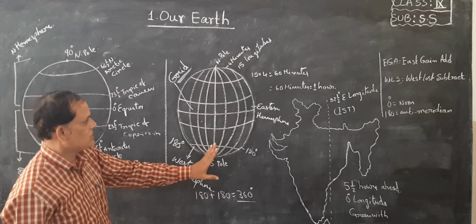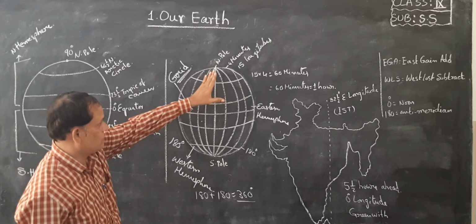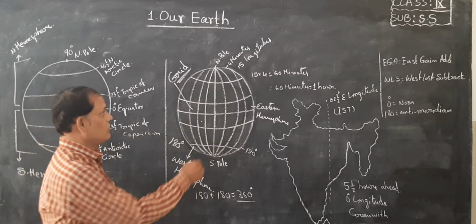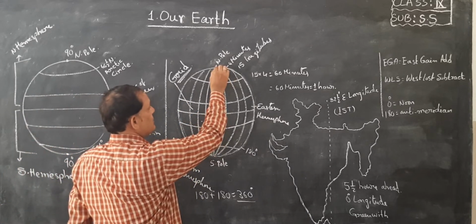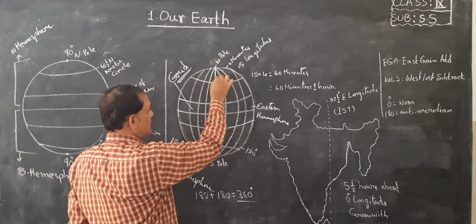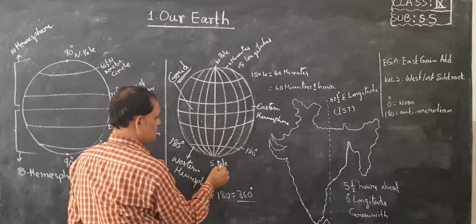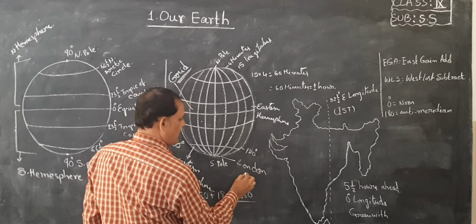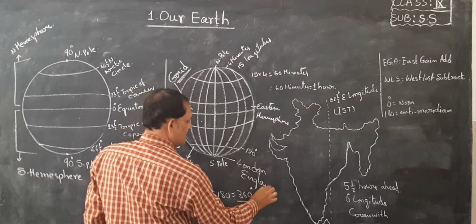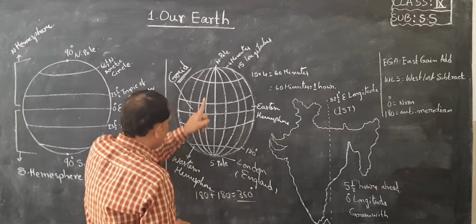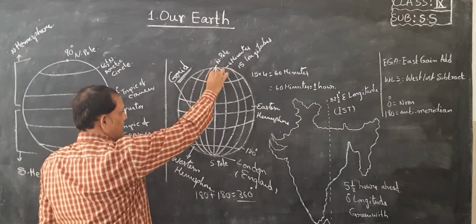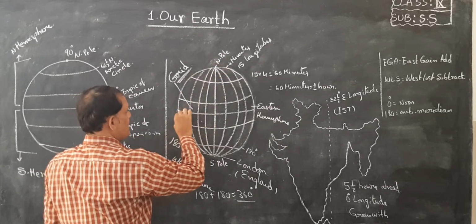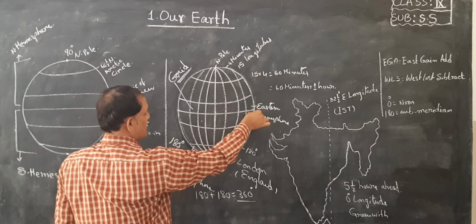Next, children, these are called meridians. What is it? Meridian. Now from one longitude to another longitude. The 0-degree longitude is passing through London, children. London is the capital of England. We know England already. From London they draw. So this is 0-degree. From 0-degree, these are 180 and these are 180 longitudes, children.